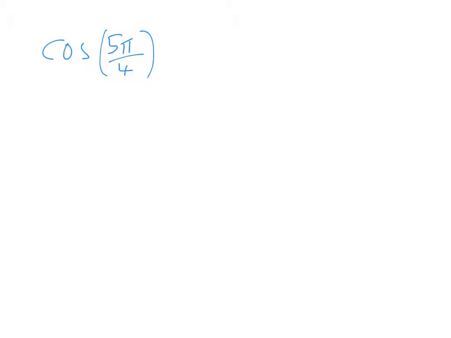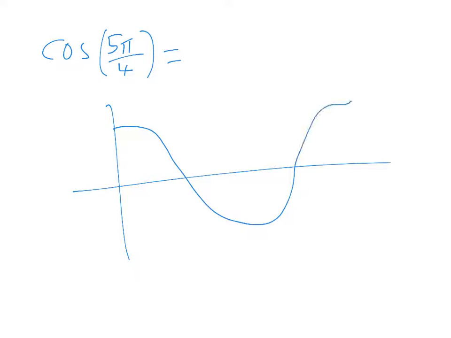Okay, let's look at how we use our knowledge a little bit. I'm going to deduce the value of cos 5 pi over 4, just using what I know and a graph. That's a cos graph. There's pi. There's pi over 2. There's 3 pi over 2, 1.5 pi. We're looking at 1.25 pi, so it's going to be about there. So there's 5 pi over 4.